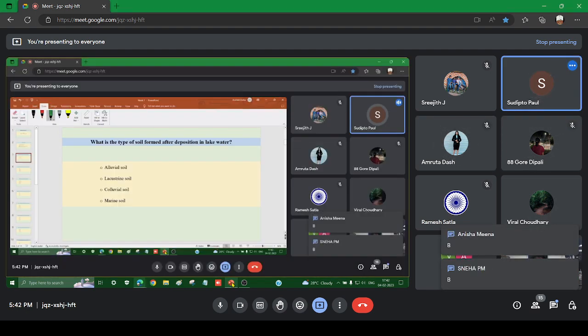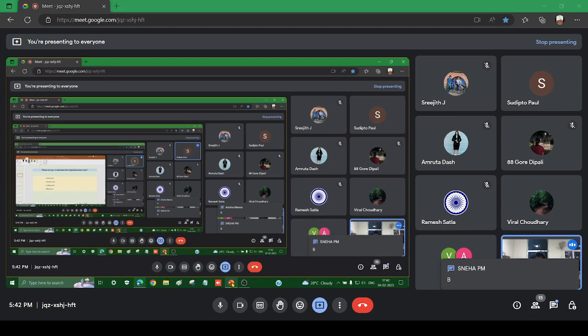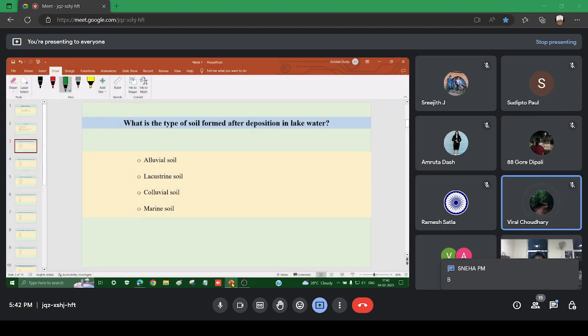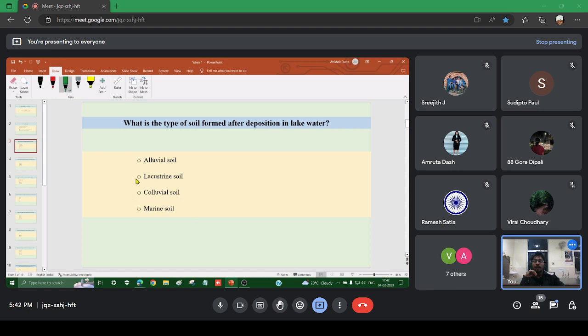Lacustrine soil. Yes. The correct option is option B. When soil is formed after deposition of particles in the lake water, it's called lacustrine soil.